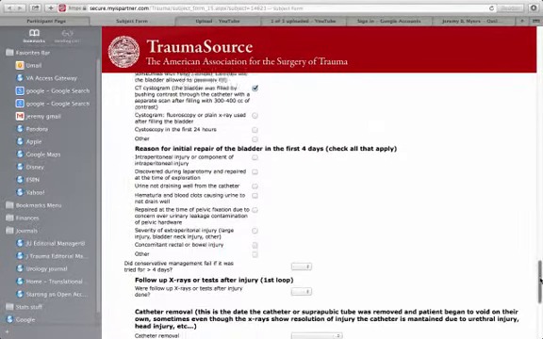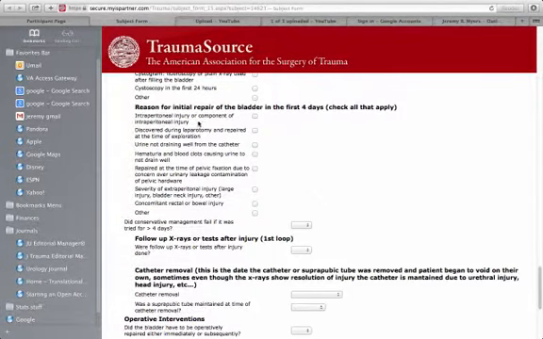What were the initial reasons for repair? Intraperitoneal injury or a component of intraperitoneal injury. And this is the case here. The bladder injury clearly had an intraperitoneal component on cystogram, and this was one of the reasons that the patient was explored by general surgery. The bladder injury could also be discovered during laparotomy and repaired at the time of exploration.